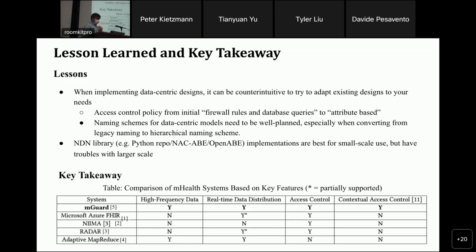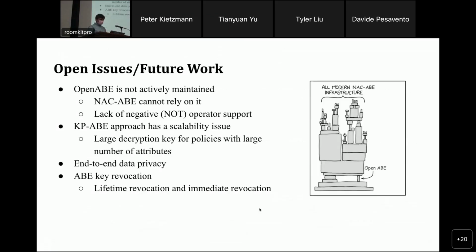So overall, the key takeaway of this whole project was that we built a system to achieve high frequency data transfer with more fine-grained contextual access control, which is not available in the current state of the art. So that's why I think we moved in the right direction, at least for now. There are a lot of open issues and future work. Right now we're already exploring some of them.